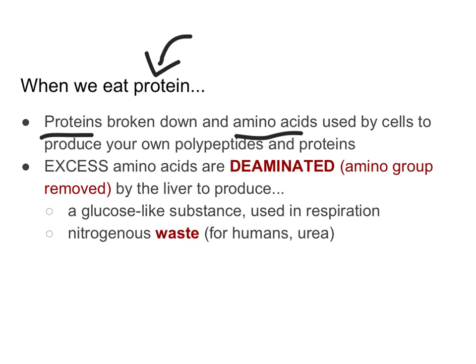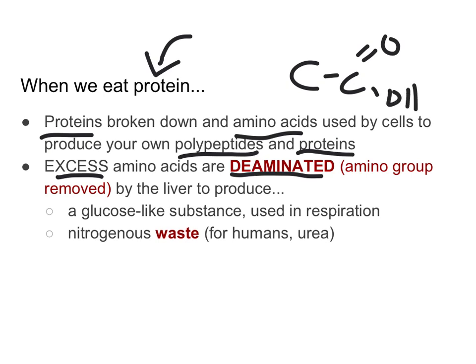The first thing your cells might do, if your cells need new proteins to do certain jobs in the cell, is use those amino acids that it got to build its own polypeptides and its own proteins. And then any extra amino acids, any excess ones that are not needed to build proteins for the cell, are deaminated. And what this means, if I have my amino acid right here, right? Sorry, this takes me a while to draw this.